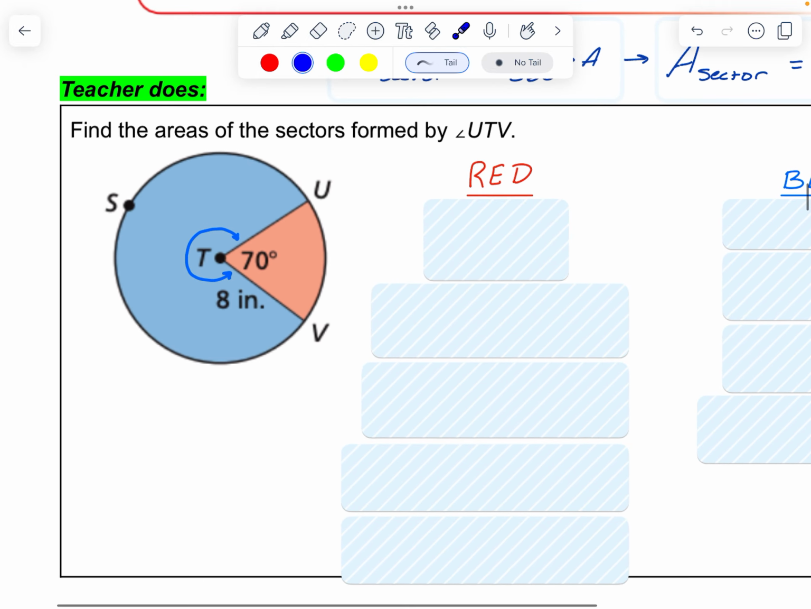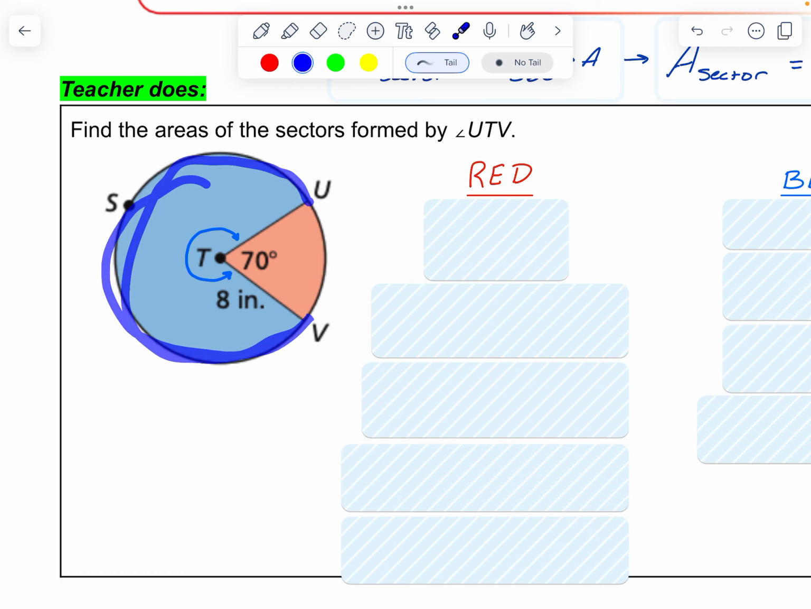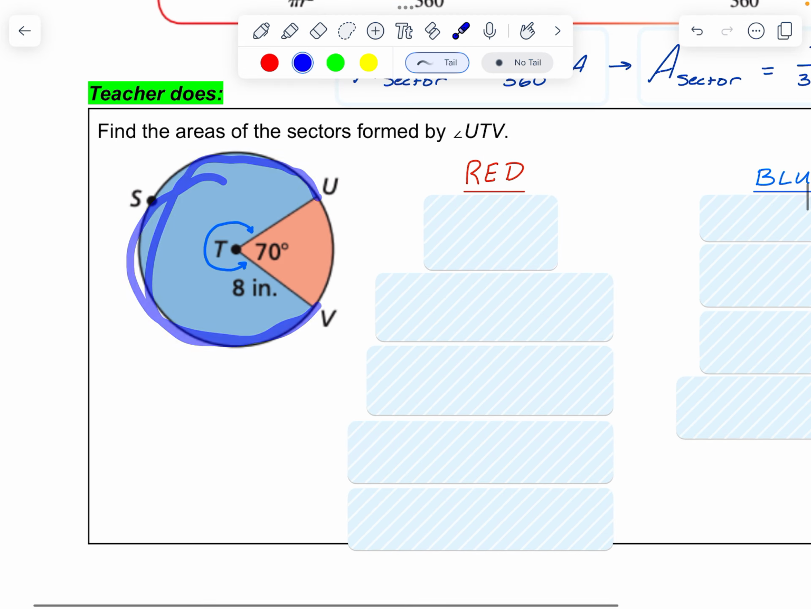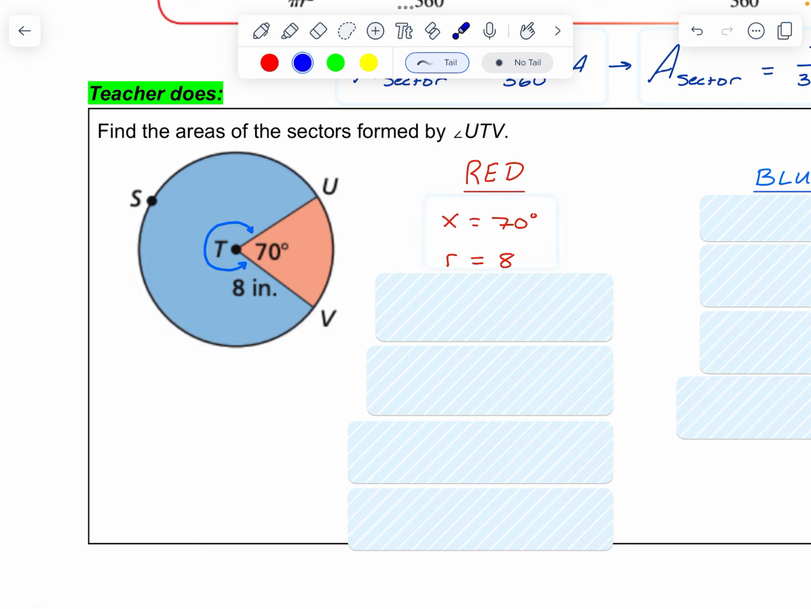Find the area of the sectors formed by angle UTV. There's two sectors, UTV, there's our angle. We have the sector created by arc UV and the sector created by arc USV. So we'll have two arcs that we're finding. What do we know? Well, I know that my x is 70, right? My arc measure is 70, and my radius is 8. And I'm finding my sector area.